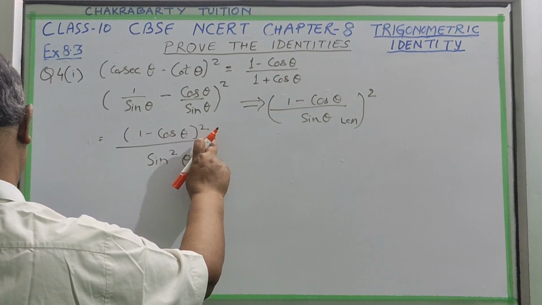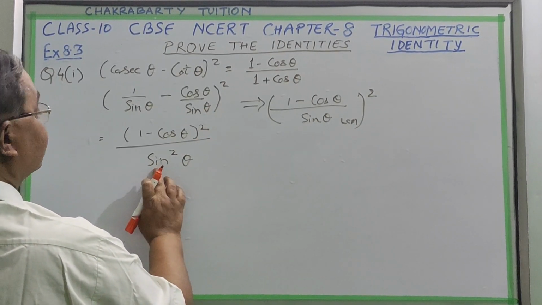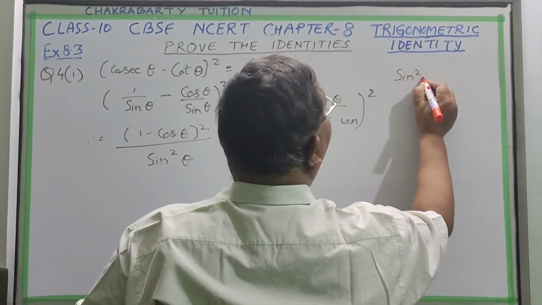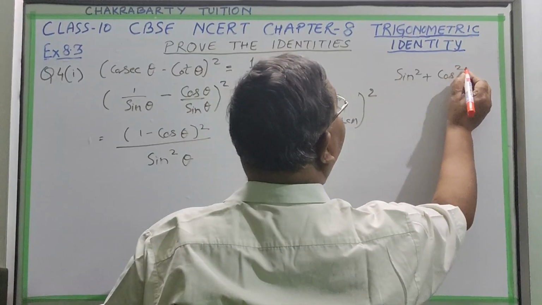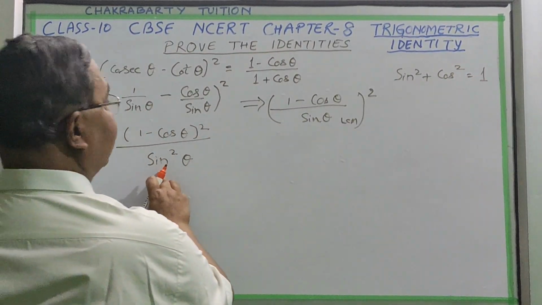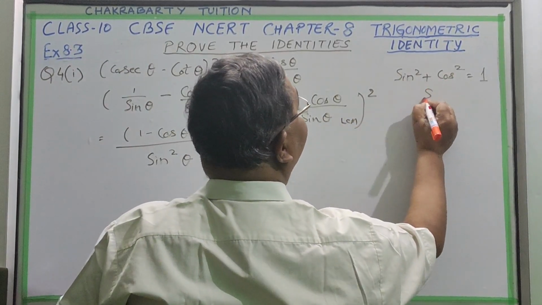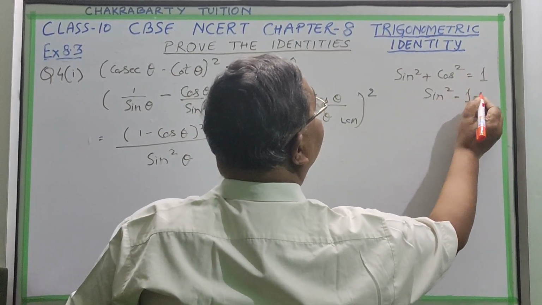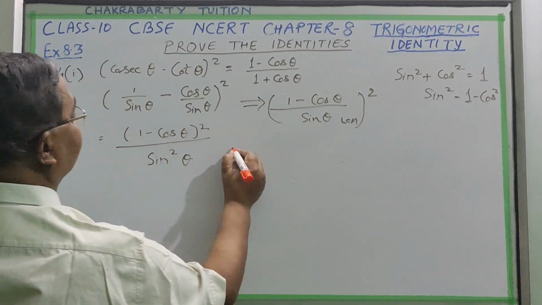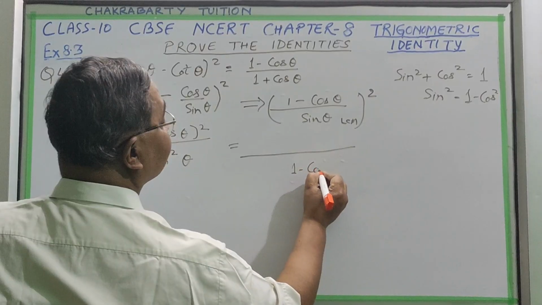Now, we know that sine square plus cos square equal to 1. So suppose we want to change this sine square, so we can make it sine square equal to 1 minus cos square. So here we will change sine square to 1 minus cos square.